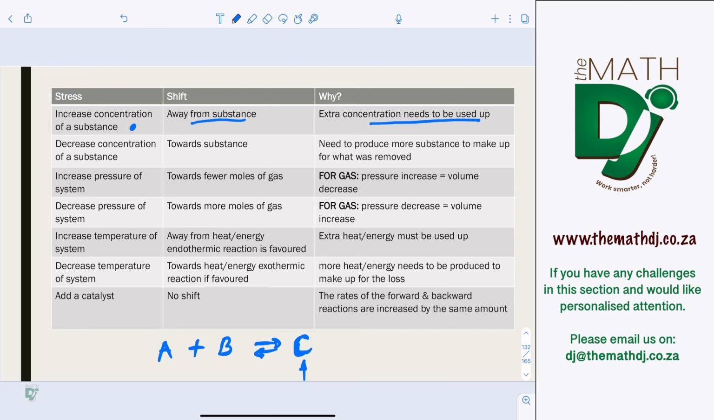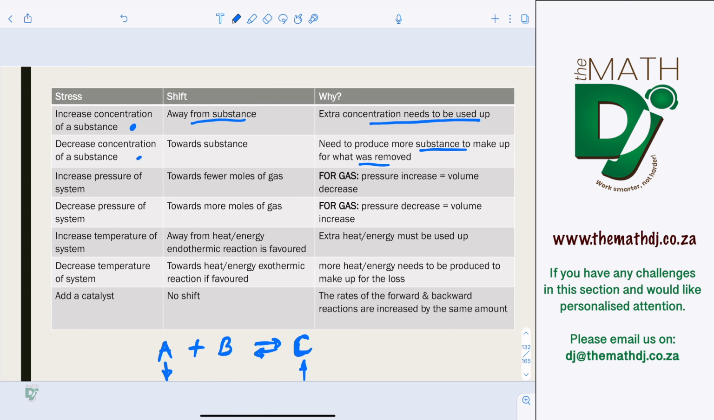Now let's say you reduce A, which means you decrease the concentration of a substance. The shift will be towards that side. So if you reduce A, the reaction will move towards the formation of A in order to replace the A that has been removed, so that it can reach a new equilibrium. So it needs to produce more substance to make up for what was removed. So that's what we mean.